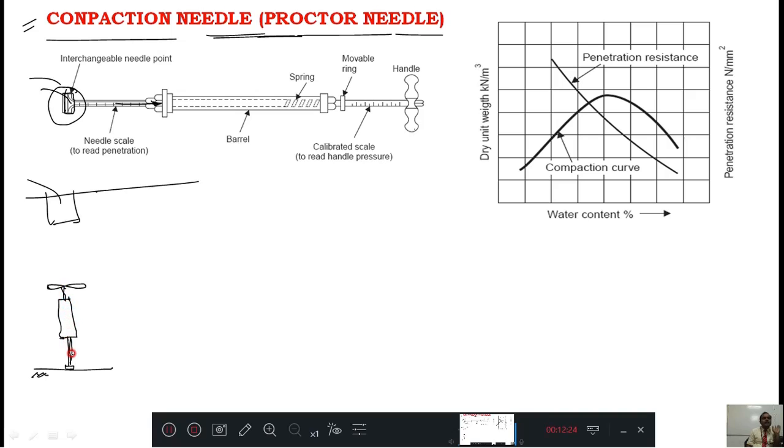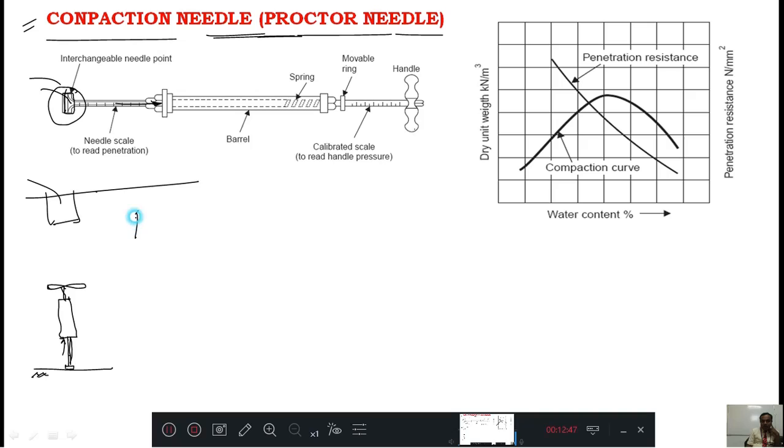This is just like a cycle pump. You know the cycle pump: when you push it, the plunger will enter inside the pump. Like that only it will be operated. See, what you need to do is, in the laboratory, first you need to use the Proctor needle that we have in the laboratory. I will show you when you come offline.